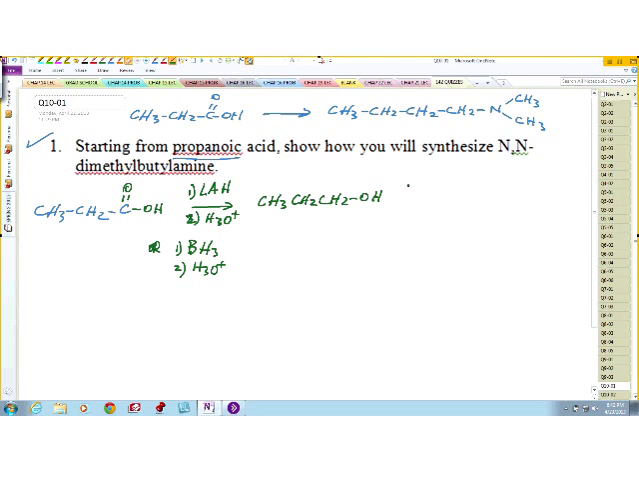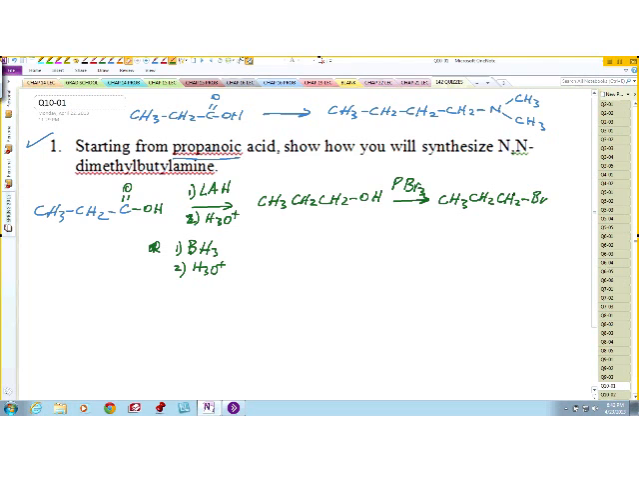Okay, now we got our primary alcohol. What do we know to do now? PBr3. Okay, PBr3. We want to transform the primary alcohol to a primary alkyl bromide. Now we form the bromide. Now what is the next step?